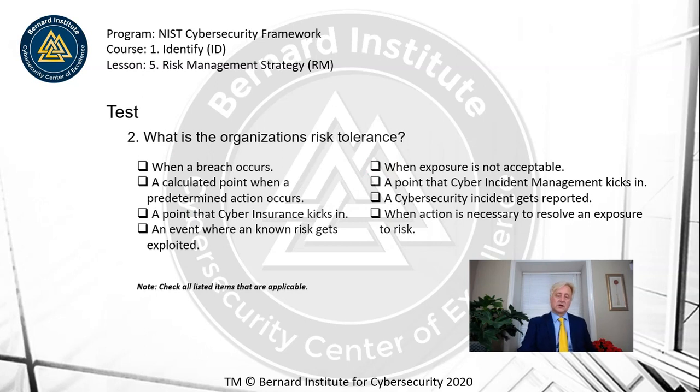What is the organization's risk tolerance? When a breach occurs, a calculated point or predetermined action occurs. Okay, so that's good. So we calculate the risk rating. Is it a point that cyber insurance kicks in? Not necessarily, no. But if you have a risk registry, it might be one of the risk treatment options. An event where a known risk gets exploited? No, that's exploitation of a risk. That's probably a breach.